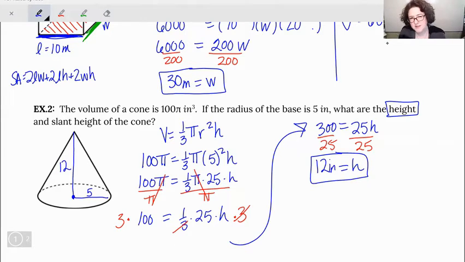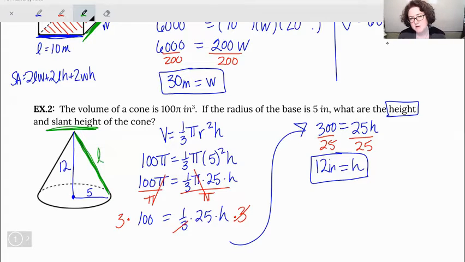Yeah. So let's go back to the problem, make sure we answered everything. And it says, okay, volume information, radius of the base is 5 inches. What are the height and the slant height? So we still need to figure out slant height. So I'm going to color code that green. So slant height is just what it sounds like, the slanted height. And if you look at your formula sheet, you've actually got something labeling this kind of tilted side on a cone. They call that L.